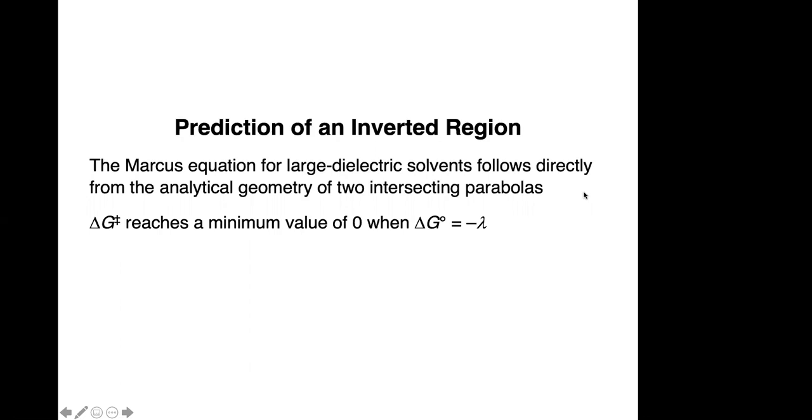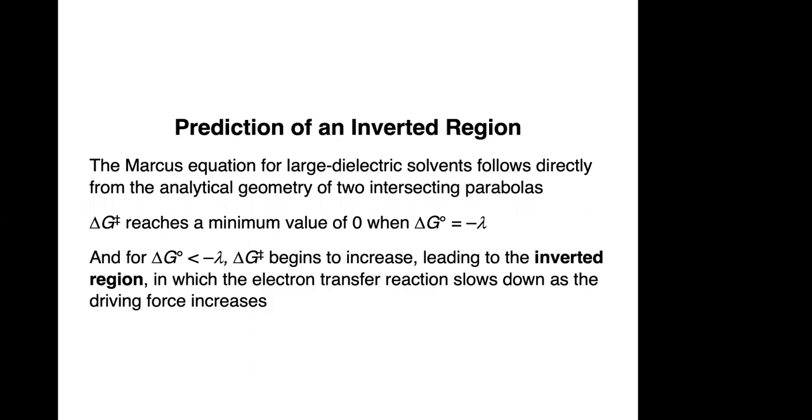And if you continue to increase the magnitude of delta G, the driving force, then delta G double dagger would start to increase, leading to this inverted region, in which the electron transfer reaction slows down as the driving force increases. So this is, initially at least, very counterintuitive that this should be possible.